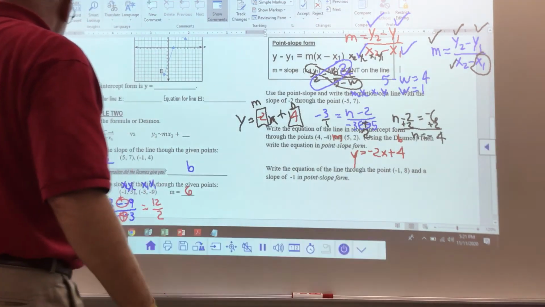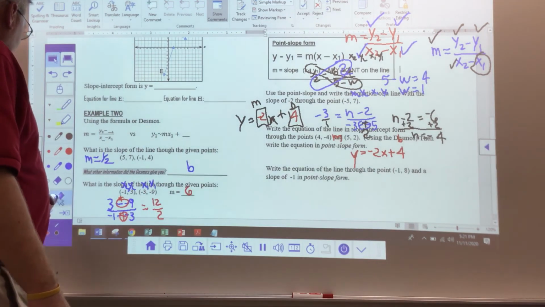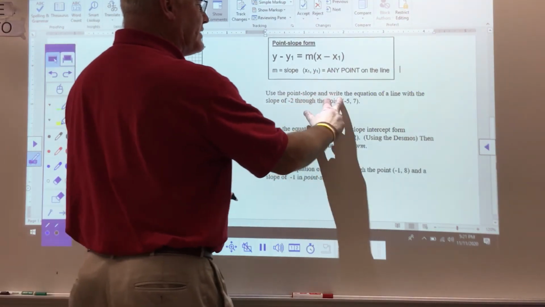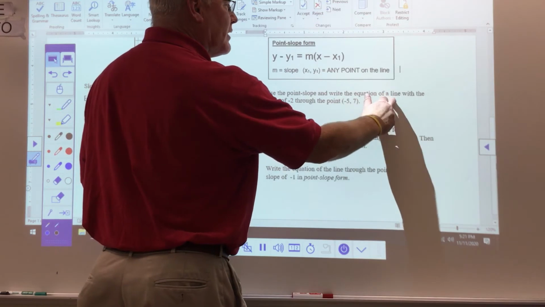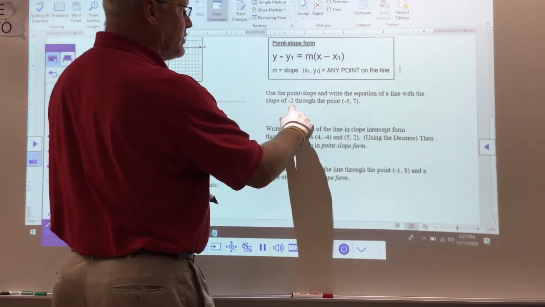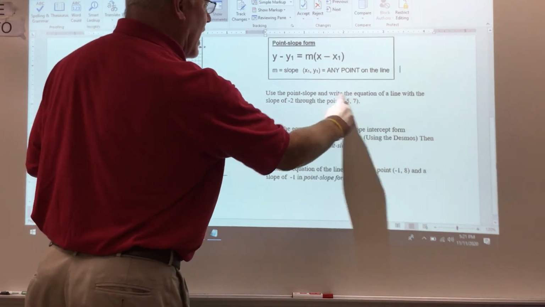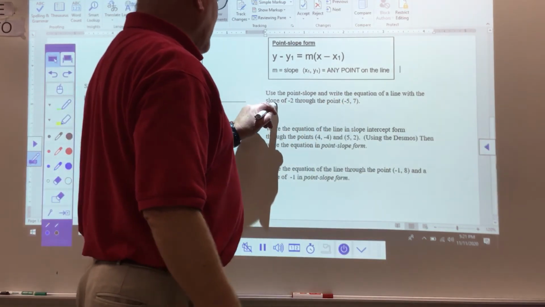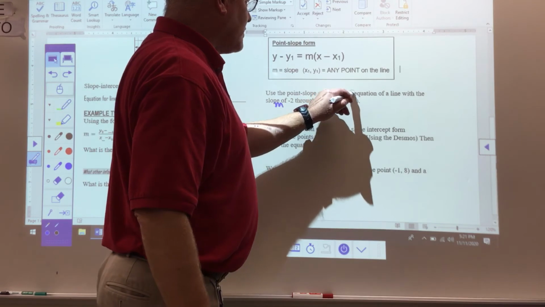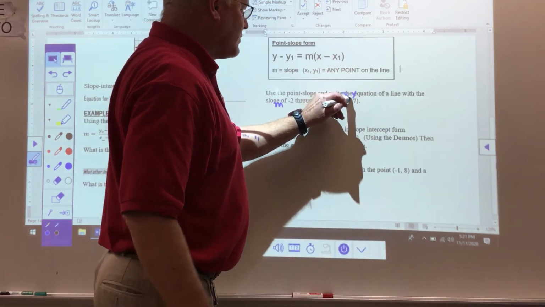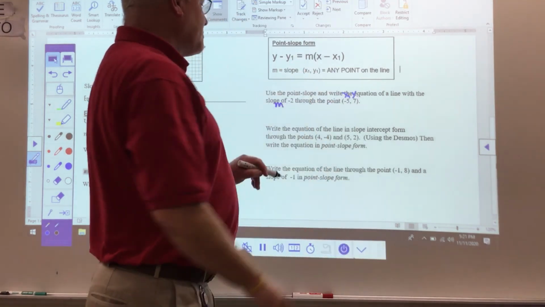So, let's take a peek. It says use point-slope form and write the equation of a line with the slope of -2 through the point (-5, 7). So we have an x, a y, and an m. There's an m, there's an x, there's a y. Now these are our little points from our points, so those are my little subscripts with 1. So all we've got to do is plug those in.